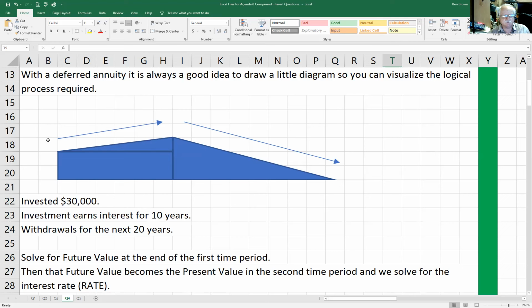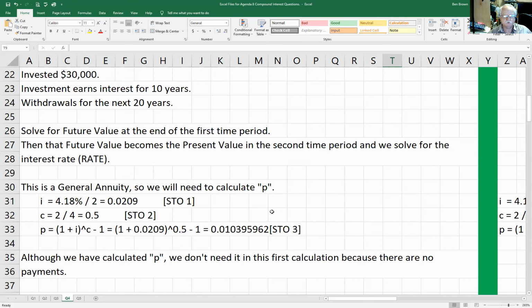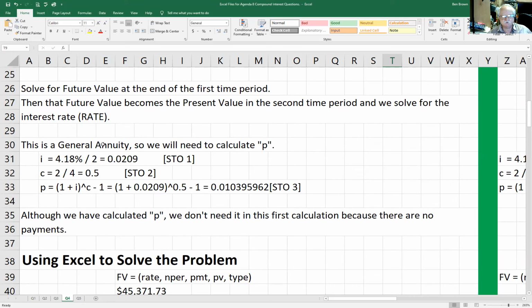So the first calculation we have to do is just a compound interest calculation. And then payments are coming out for another 10 years. So this one will be an annuity calculation. So because this is a general annuity, we need to calculate the value of P, which is the periodic interest. So I, C, P, and we come up with a value and we store it because nobody wants to memorize that number.